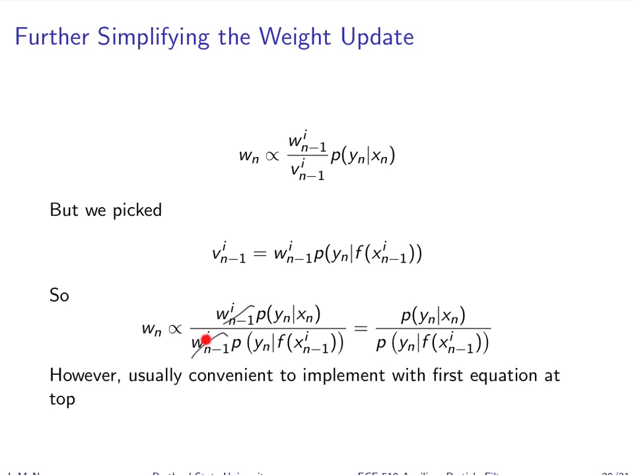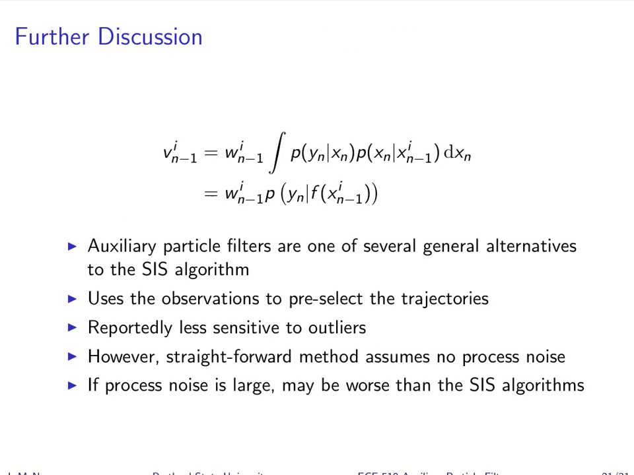Because of this cancellation, we end up with a weight at time n being a ratio of two things that doesn't degenerate. And so with these auxiliary particle filters, that problem is gone. The pre-sampling essentially replaces the resampling, and you no longer have to resample. So that's kind of a nice property of these.